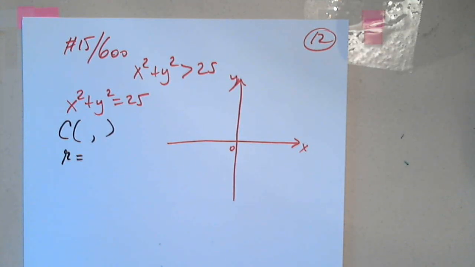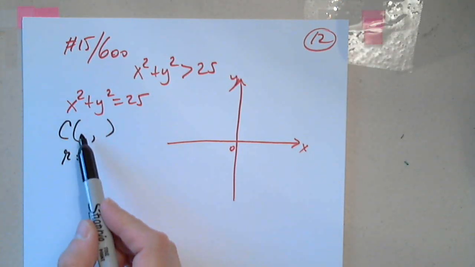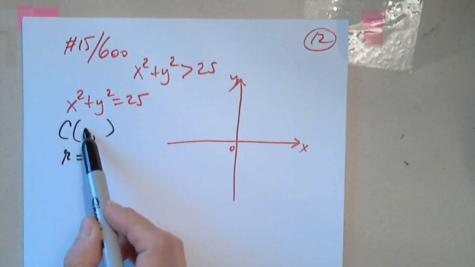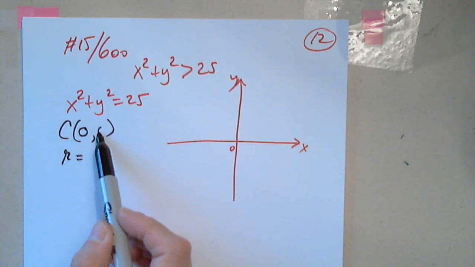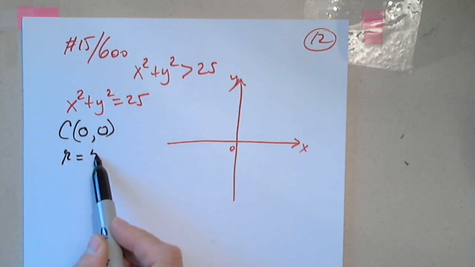Equation of a circle. Excellent. What is the center? Awesome. Nothing is added, nothing is subtracted. What could be the center? 0, comma 0. Very good. And the radius? 5. That's it.